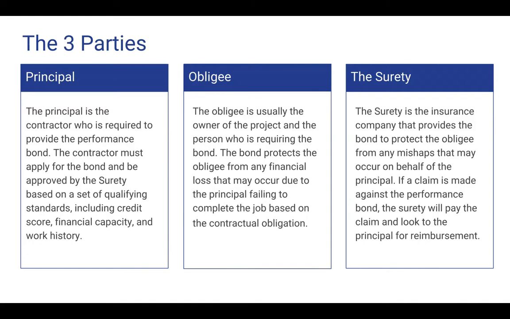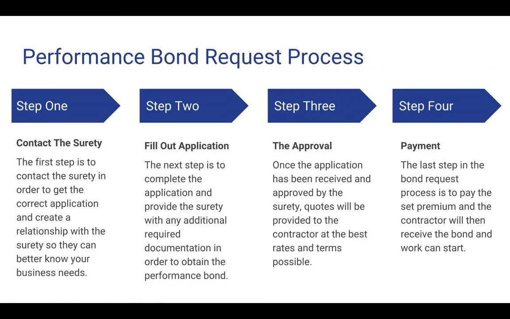The surety. The surety is the insurance company that provides the bond to protect the obligee from any mishaps that may occur on behalf of the principal. If a claim is made against the performance bond, the surety will pay the claim and look to the principal for reimbursement. Performance bond request process.